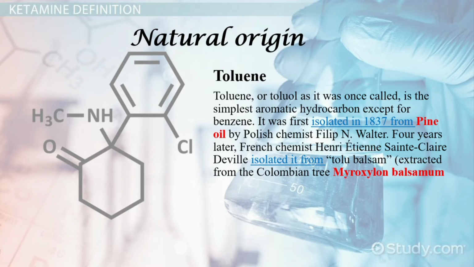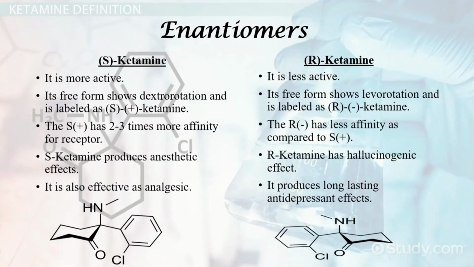Now let's talk about its isomers. Being a chiral compound, it has two enantiomers having different effects, S-ketamine and R-ketamine. As you can see, the difference between these two enantiomers is that S-ketamine is more active and produces anesthetic effects, while R-ketamine is less active and produces hallucinating effects.